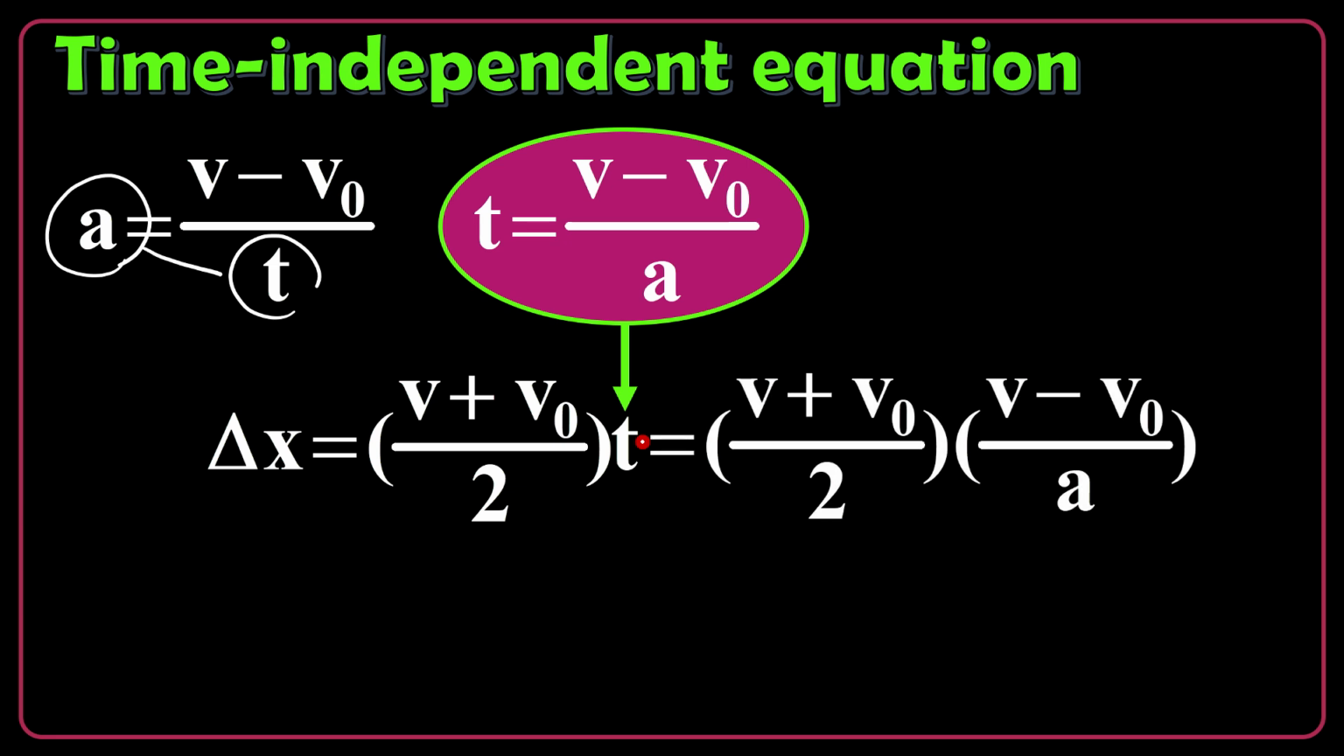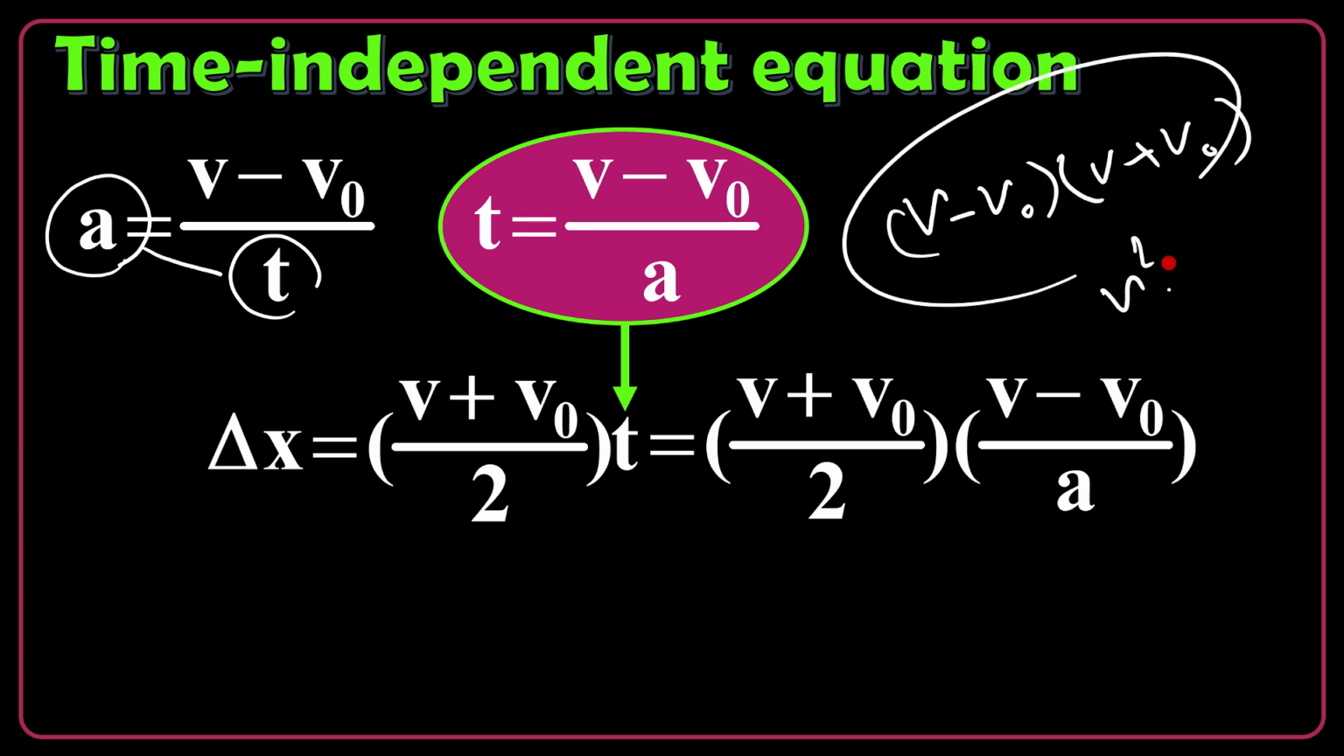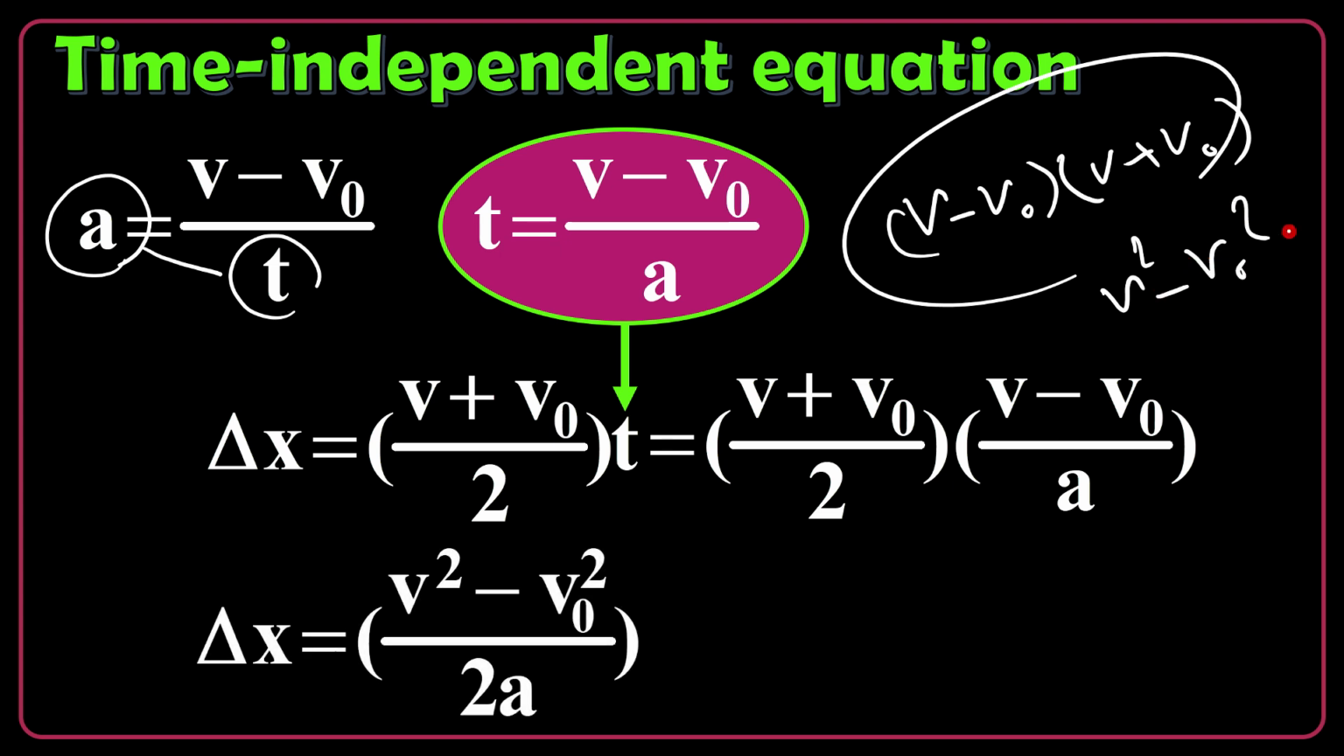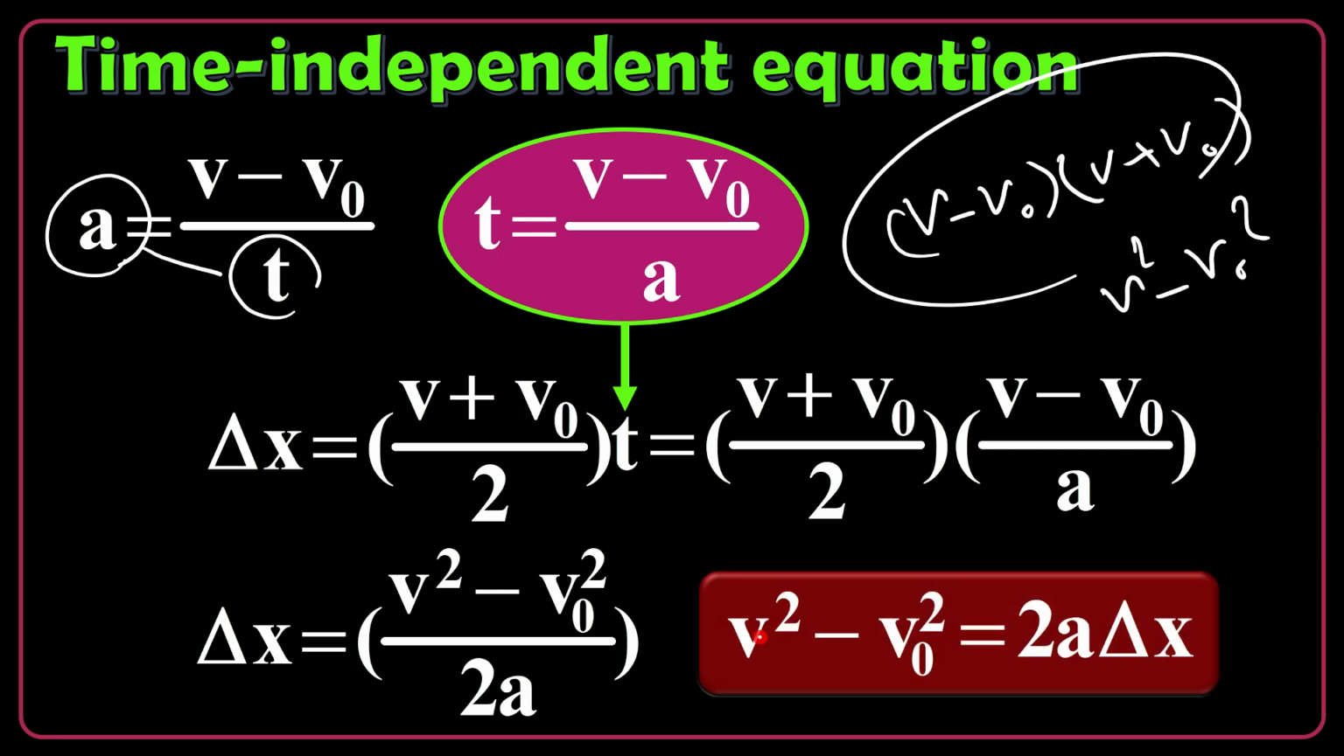And so the equation will be v plus v naught over 2 times v minus v naught over a. And you remember v minus v naught times v plus v naught is the conjugate identity. So it could be v squared minus v naught squared. And so I can write it like that. And then I rearrange the equation to make it like v squared minus v naught squared equals 2a delta x. This is called the time independent equation. Why? Because you don't see any time here. It is mostly used in the cases we don't have t and we are not gonna use the time in the solution.